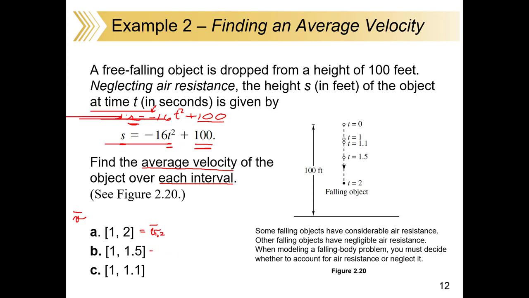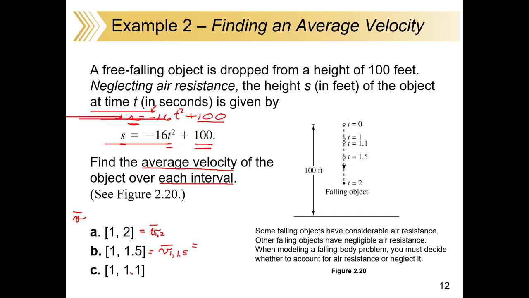The second one, we're going to be looking for the average velocity as we go from 1 second to 1.5 seconds. Now, we can tell how we're going to calculate the time part, the part that goes in the denominator. For this first one, for example, in the denominator we'll have 2 minus 1. That'll give us a 1 second interval. The second one will be at 1.5 minus 1. We've got a half second interval. And the third one, 1.1 minus 1, is a 1/10 of a second interval.